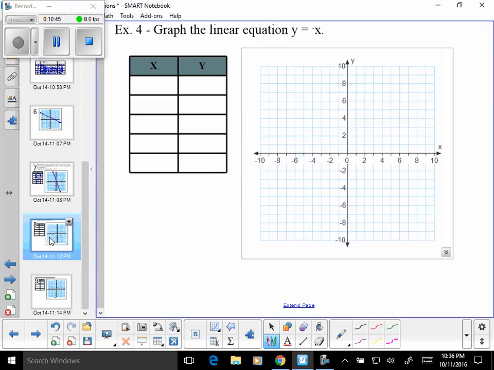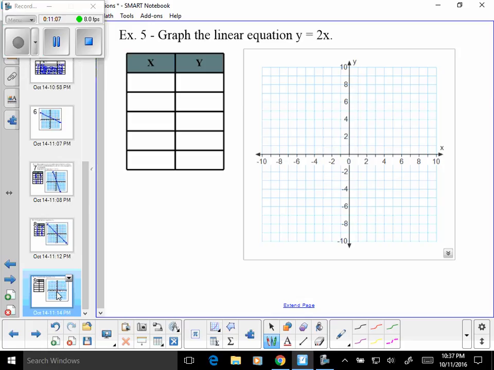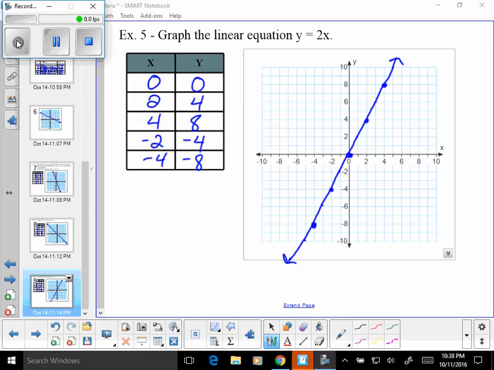And if you go on to the next example, example 4, again hit pause, and I will probably use 0, 3, 8, -3, and -8. And there is the solution. Go on to number 5 and try that one. I am going to be using 0, 2, 4, -2, and -4. And there are your solutions and the subsequent line. And that will be Scouting Out.